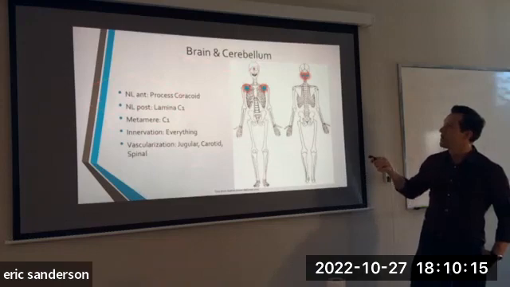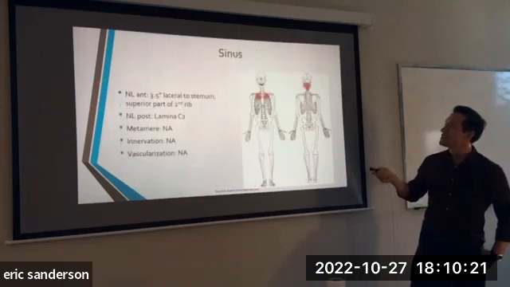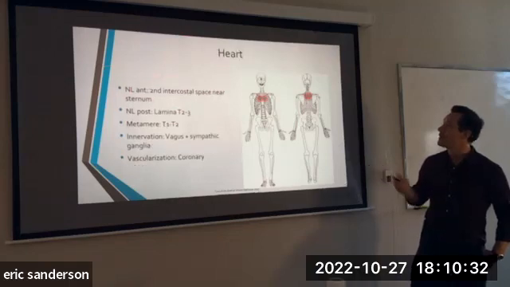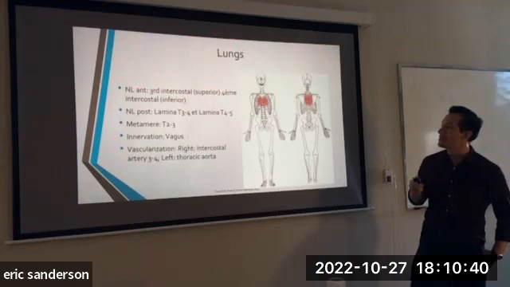Brain and cerebellum, we're looking at the coracoid process. Lamina of C1 is actually really big too. The sinuses, 3.5 inches lateral to the sternum on the superior part of the second rib. The thyroid is the second intercostal space near the sternum. The heart, second intercostal space near the sternum. The lungs, the third and fourth intercostal space.